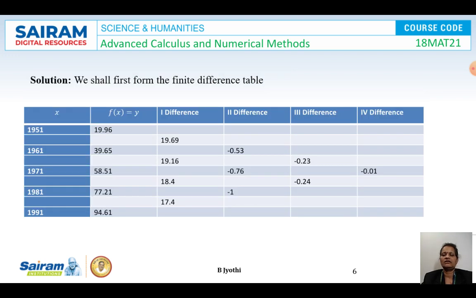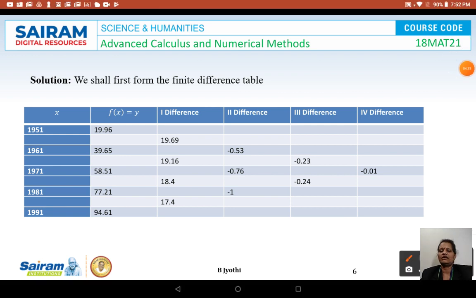Here is the table with the values of x taken as they are, that is 1951, 61, 71, 81 and 91. The corresponding values of y are also tabulated, that is 19.96, 39.65, 58.81, 77.21 and 94.61. The first difference is obtained by taking the difference between successive values of y, which gives 19.69, 19.16, 18.4 and 17.4.